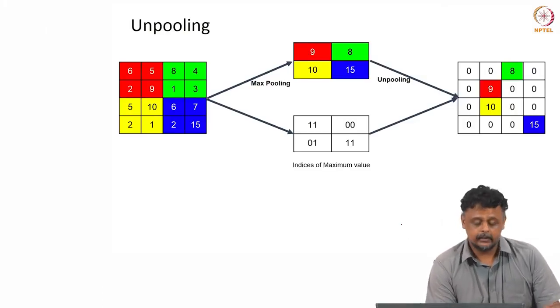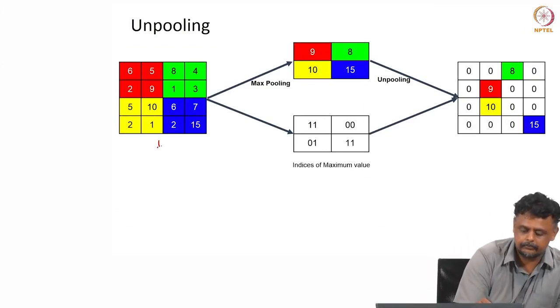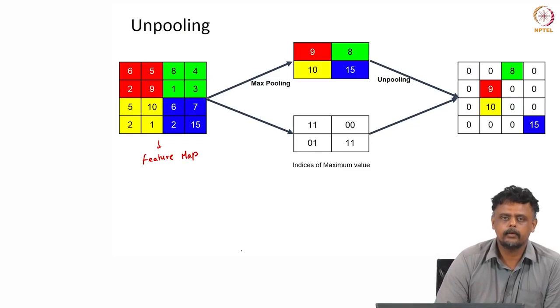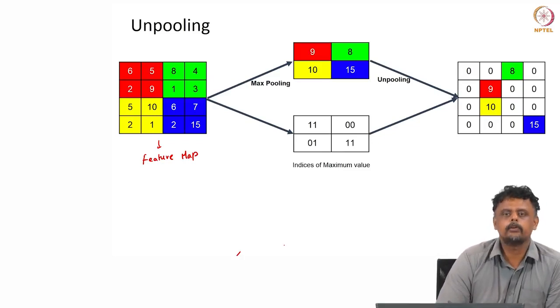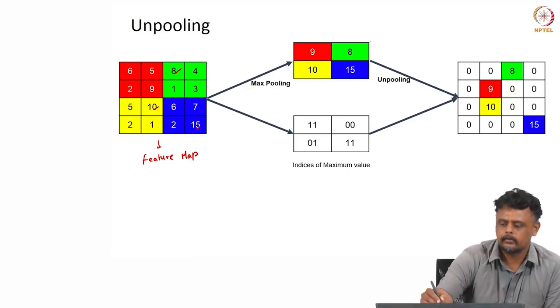So how does max unpooling work? Here, let's say this is a feature map. It's just a toy example, size 4x4. If you do a 2x2 max pooling, then in every block, the red block here gives you 9, and the green block here gives you 8. Here it's 15 and 10. So those are recorded, and this is your pooled feature map.